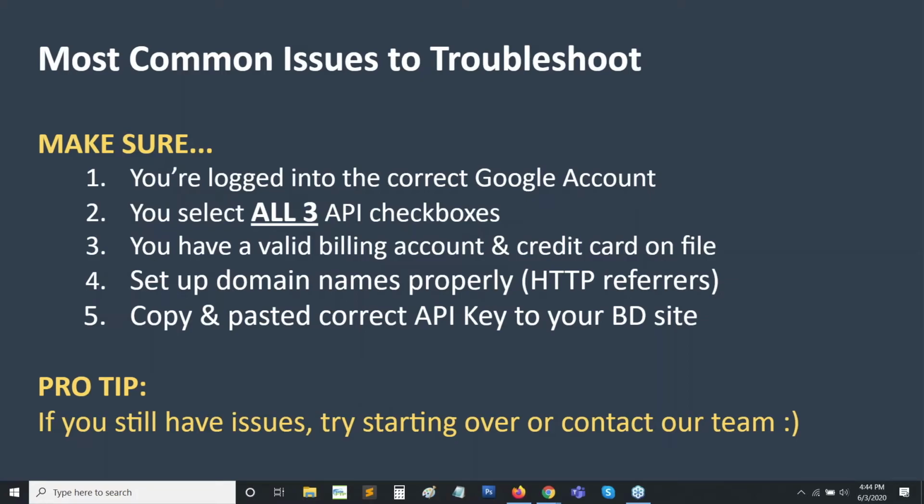So if you do, as Sherilyn was saying, change your domain name, or maybe you do all the setup when you have your staging URL, the directoryup.com URL, just remember later to add additional domains that you want to have that API key work for as well.